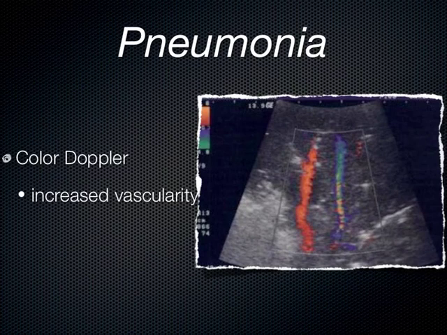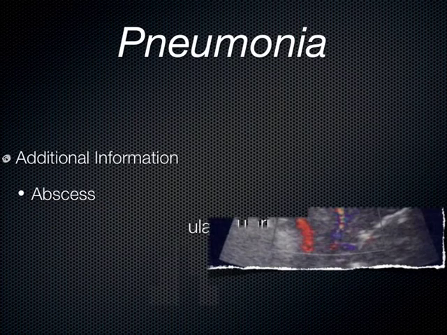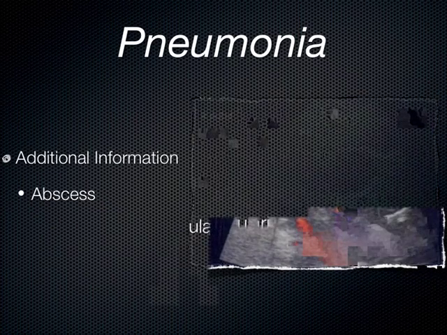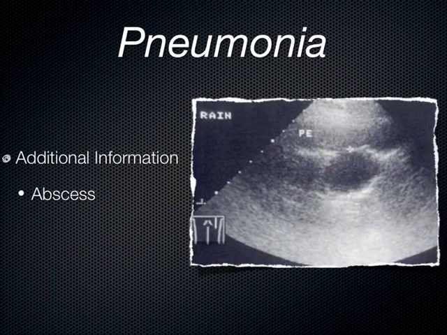Other things we can see are abscesses, very discrete collections of fluid within the lung. This is an example of a lung abscess after significant necrotizing pneumonia. See the outline of the entire bronchus through ultrasound because the lung is so consolidated.